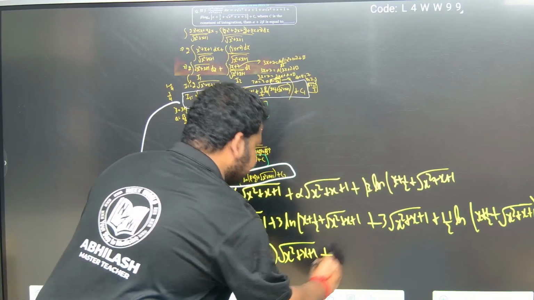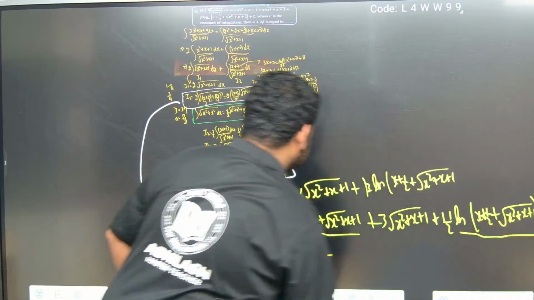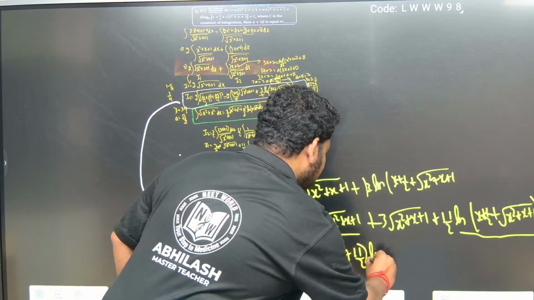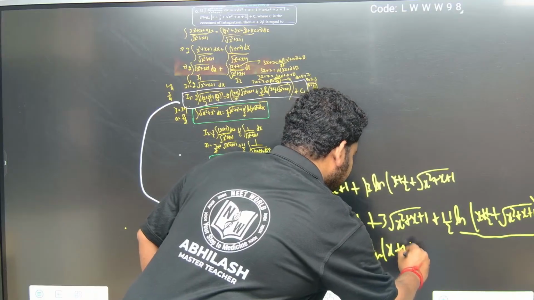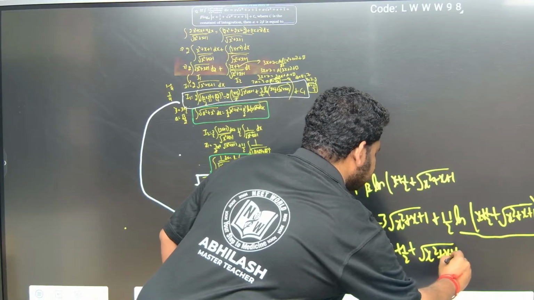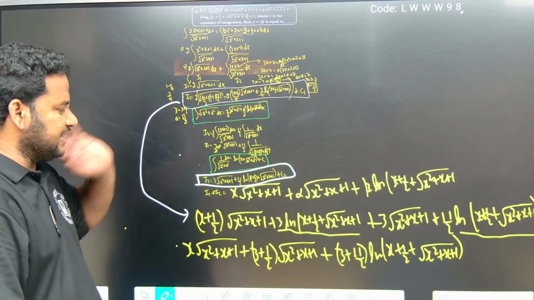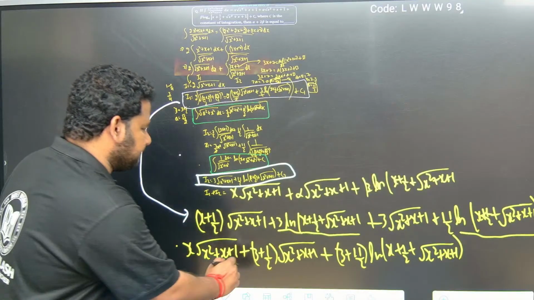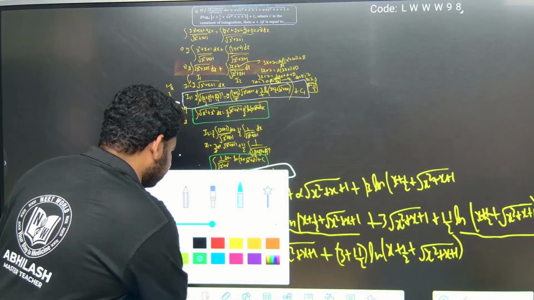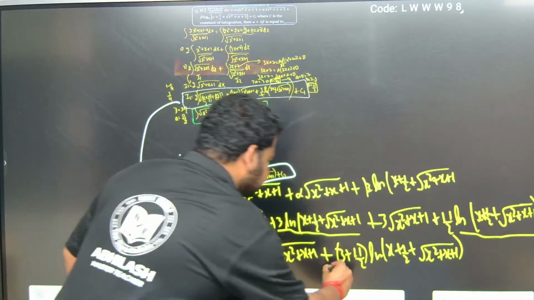If I take whatever is within the log as common, I'll get plus 3 plus 11 by 2 log of x plus 1 by 2 plus square root of x square plus x plus 1. This is what I'll get. I am comparing, and C on both sides will get cancelled. Now 3 plus 1 by 2 is nothing but alpha, and this is nothing but beta.